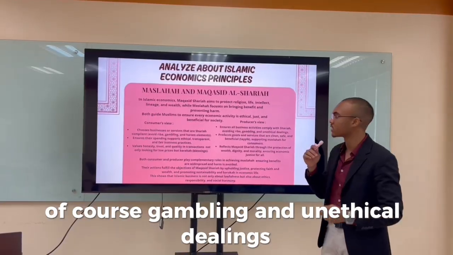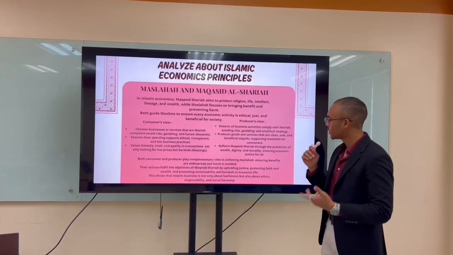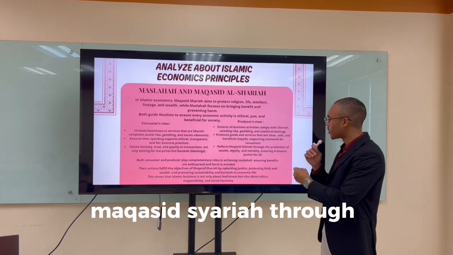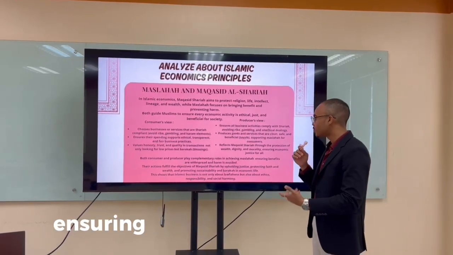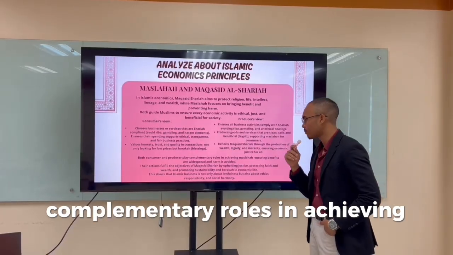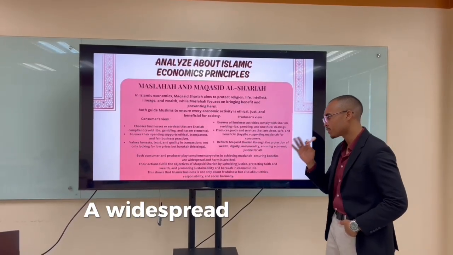and unethical dealings. Producers produce goods and services that are clean, safe, and beneficial, that is tayyib, supporting maslahah for consumers, and reflect Maqasid Sharia through the protection of wealth, dignity, and morality, ensuring economic justice for all. So both consumer and producer play complementary roles in achieving maslahah, ensuring benefits are widespread and harm is avoided.